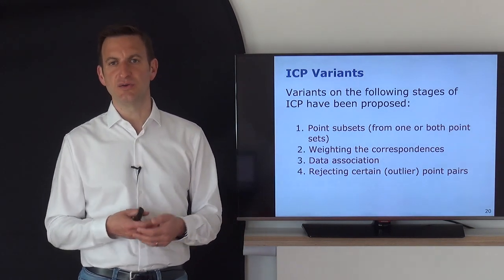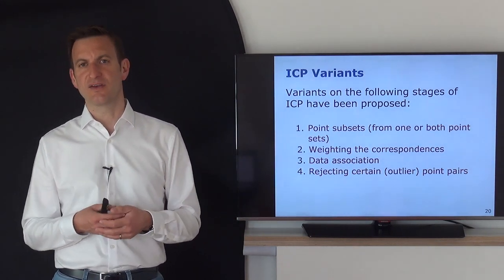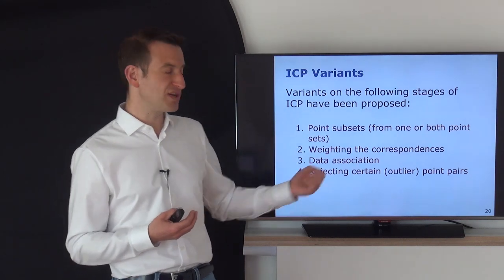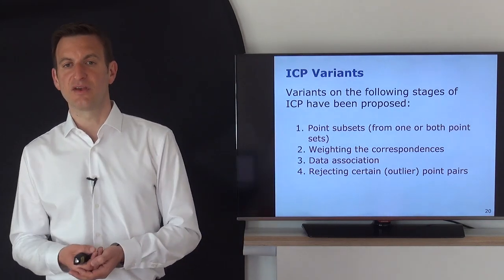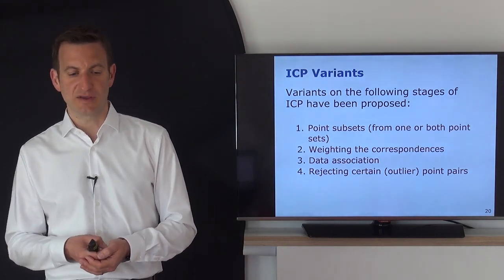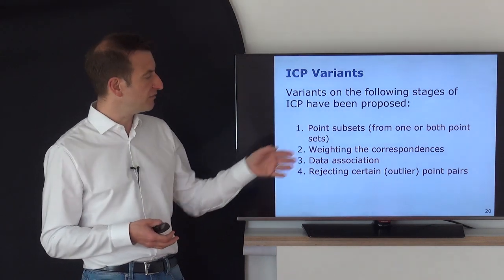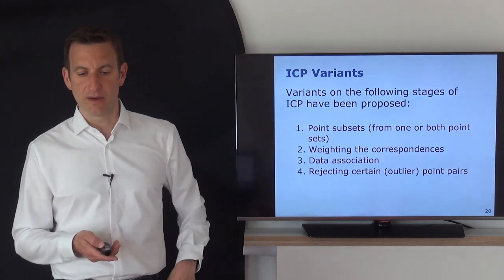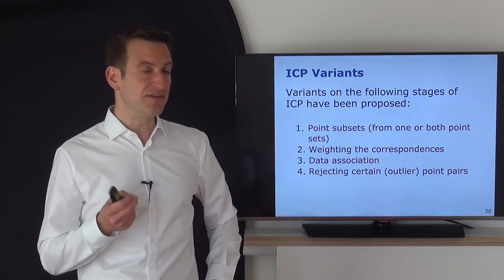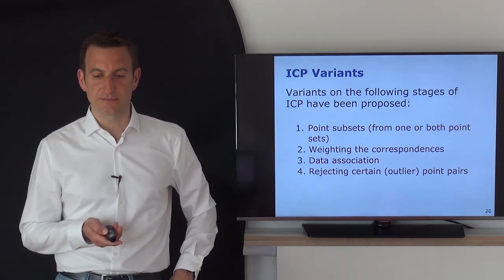Occlusions can also be an issue. So we are likely to make data association mistakes, and the question is, how do we reject those outliers or gross errors that we may find in our scans? And so there are different variants of the ICP algorithm, and I want to discuss a few of them now in a little bit more detail, at least give you an idea on what's going on here.